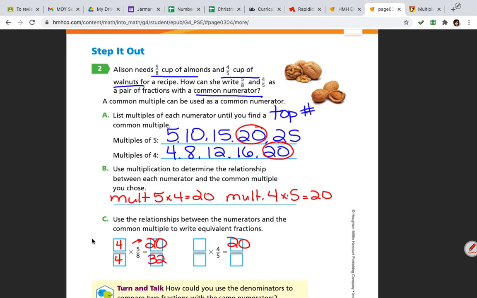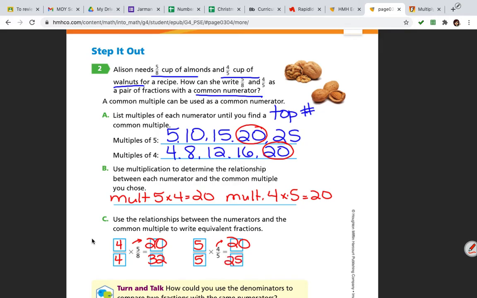All right, so the next one, 4 times what equals 20? 4 times 5. 4 times 5 is 20. So put a 5 here. Whatever you do to the top, you've got to do to the bottom. So 5 times 5 is 25.